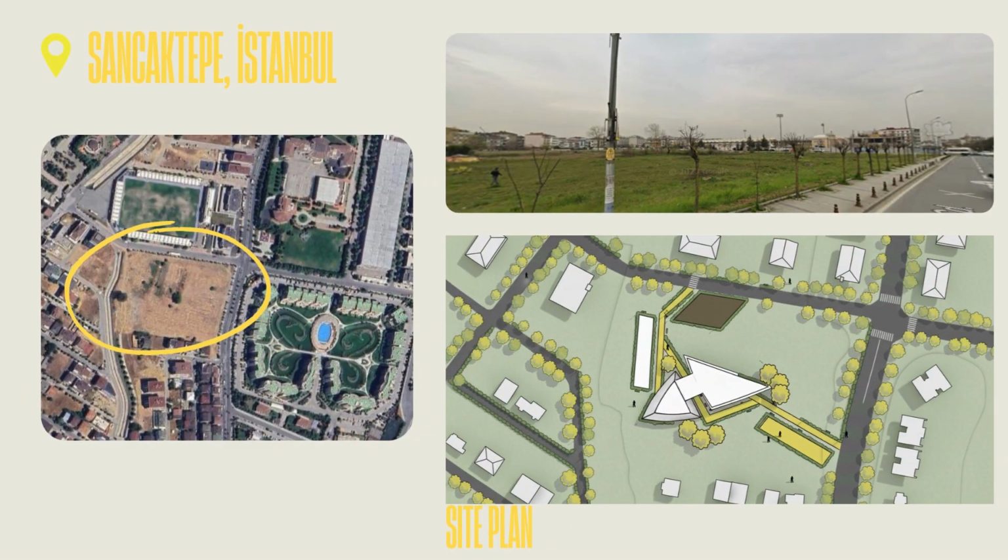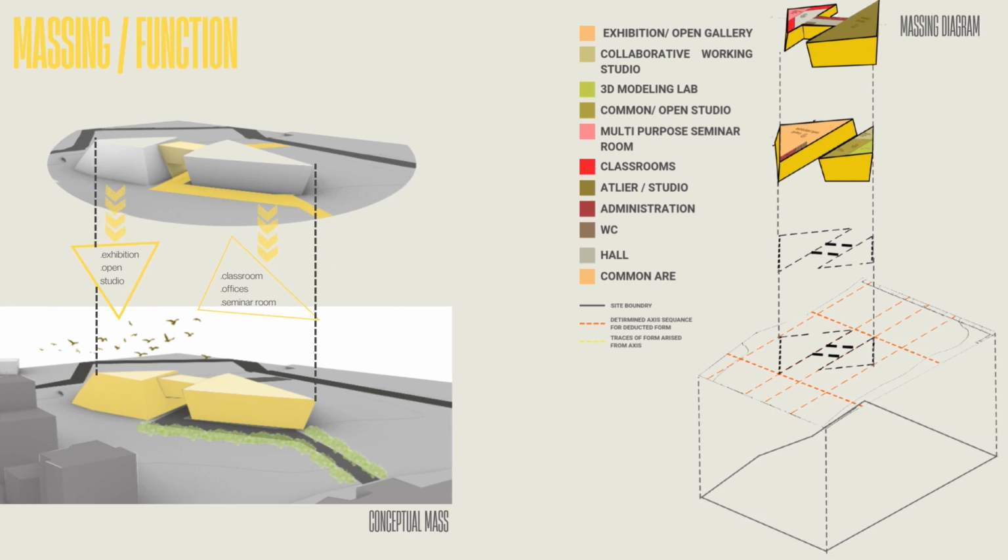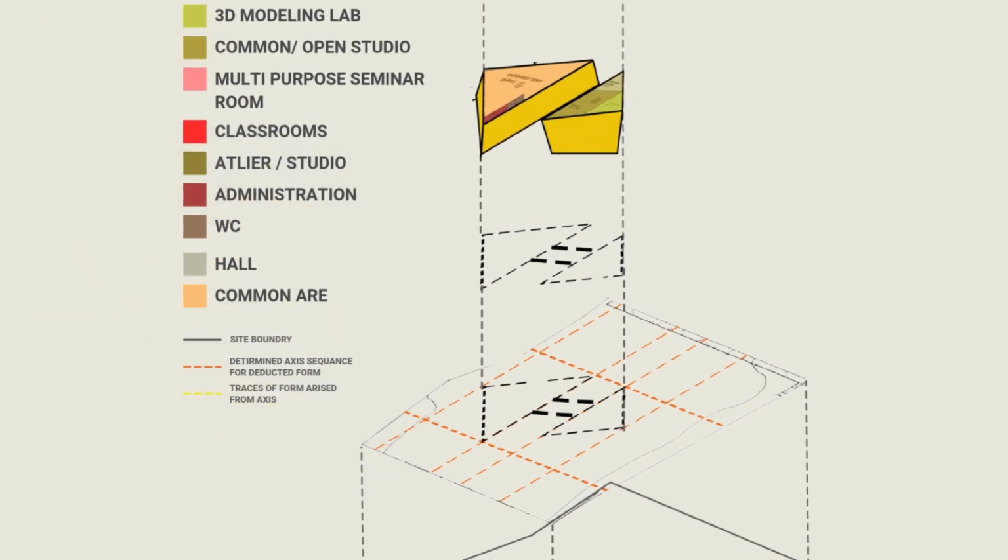Syllog Institute is located in Sancaktepe, Istanbul. Due to its surrounding of other educational facilities, while also being a residential area and its flat terrain, the site best fits using deduction as a design strategy. Establishing the deductive grid, you can see our deductive axis sequence.